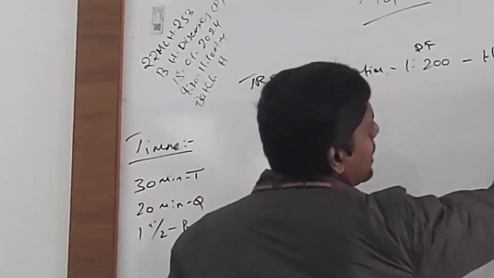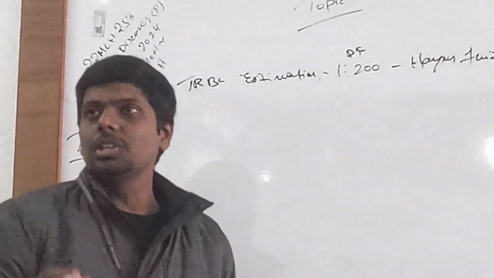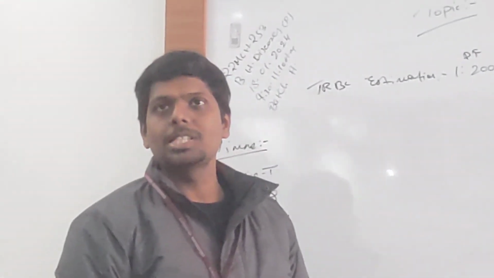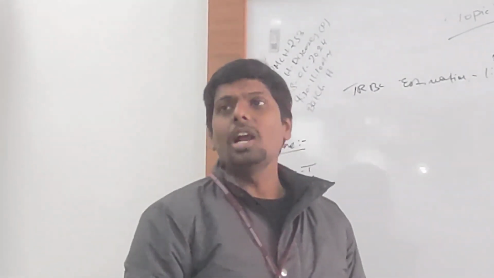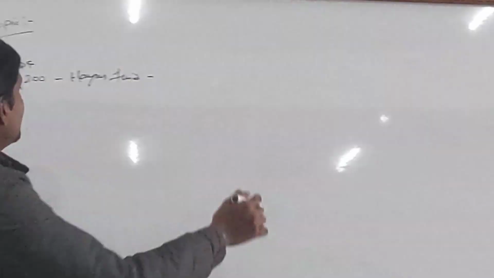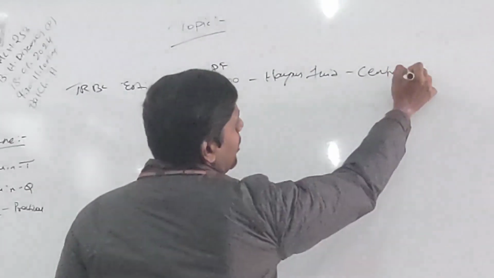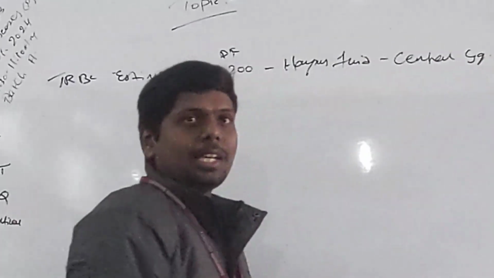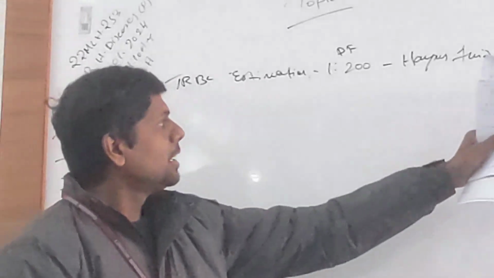Hayem's fluid. Then where will we count the RBC? The Neubauer chamber. In what area are we going to count the RBC? In the central square. So in the central square we are counting the RBC. Am I correct? Yes.